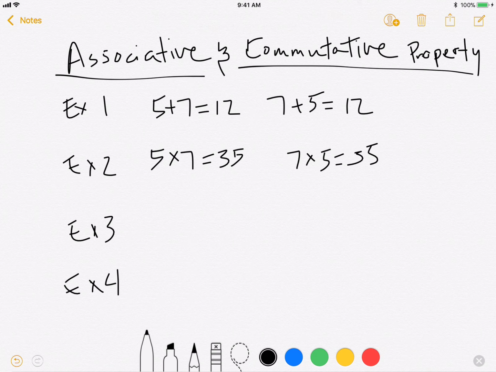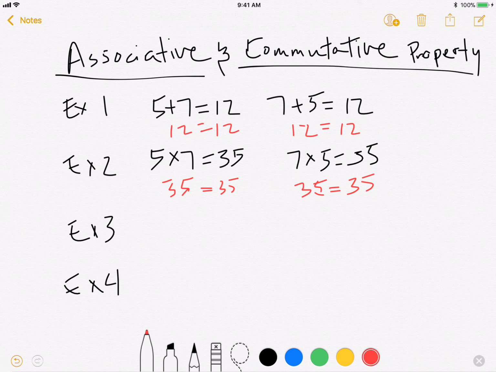Okay, so let's stop there with those two first. So you're looking at this first line, 5 plus 7 equals 12, and 7 plus 5 equals 12. Do you agree that both of those are true? Well, let's solve them. 12 equals 12. Yep, that's true. Okay, cool. Let's go down to this next one. 5 times 7 equals 35. 5 times 7 is 35. So therefore that one's true. And 7 times 5 is 35, and therefore that one's true.